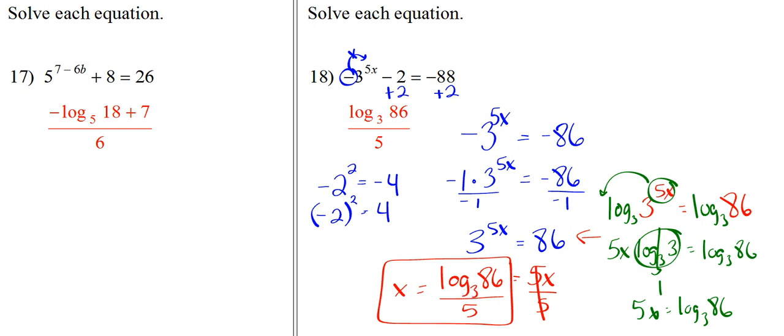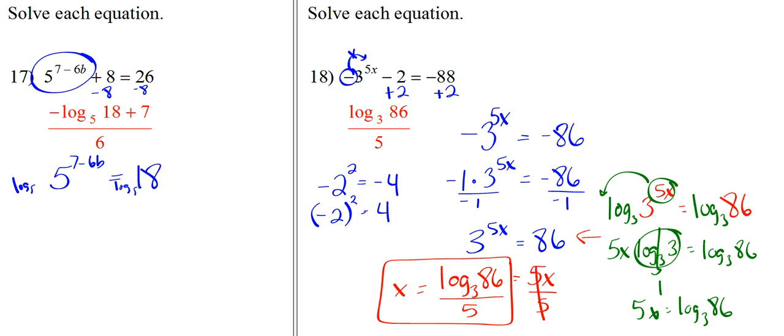I'm going to do number 17 now. In the same vein as before, I'm going to get that 8 to the other side because I want to be left with just this exponential term. So 26 minus 8, that's 18. And now I'm ready to switch forms because I can't do anything until I get that 7 minus 6b out of the exponent. So you could do the whole log base 5 of both sides.